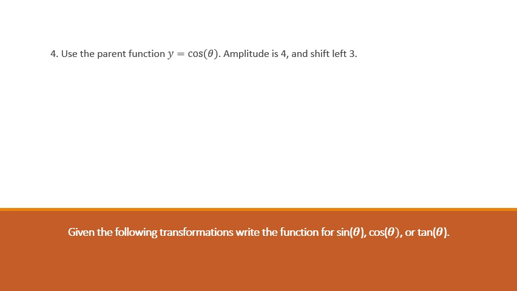All right, so let's now try this. Here's the parent function, y equals cosine theta. Amplitude is 4, shift left 3, so we want to write the equation of this. Amplitude always goes on the outside, and then a left 3. Left and right shifts are our h, and they go inside with the x or the theta. And remember, it goes opposite. So if we want to go left, we need a plus 3. Okay, so there's our equation.